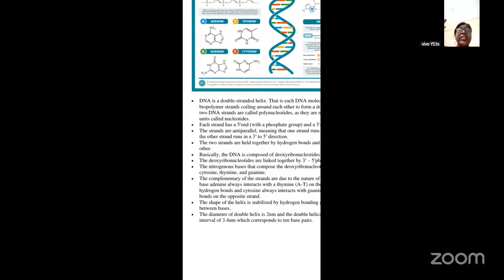And these two strands are actually anti-parallel with each other. That means one strand always runs in the 5' to 3' direction, and the other one will run in the 3' to 5' direction. And these two strands are held together by hydrogen bonds, as I already told you.